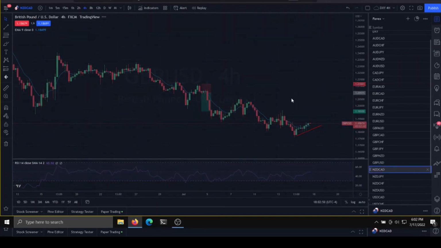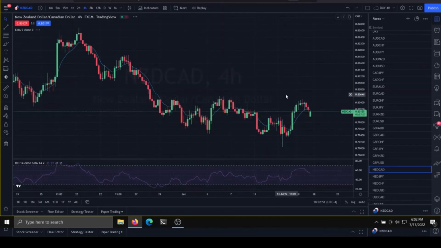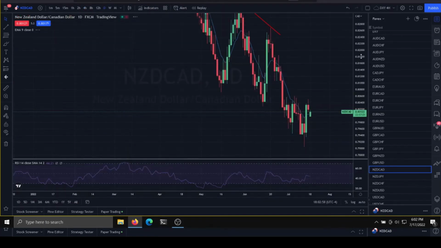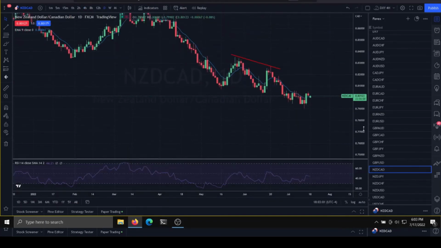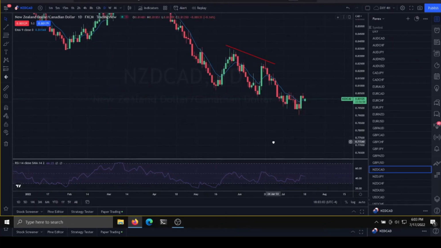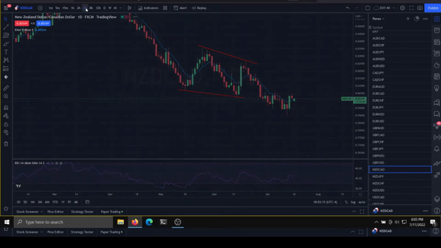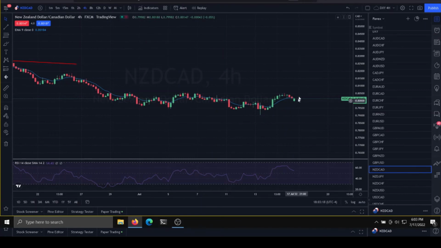NZD CAD. Look at the daily. That flat correction, breakdown. Looks like we're coming back up. Got this nice candle, pull back. Got the 4 hour again. This could be a correction for upside. If it breaks this top, you might get a nice trade.